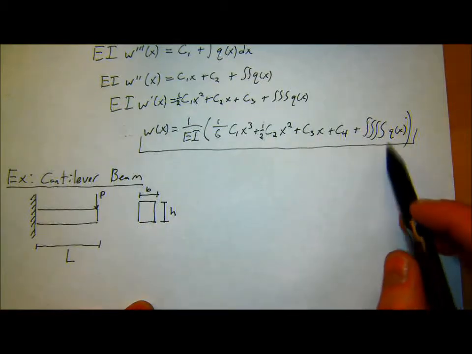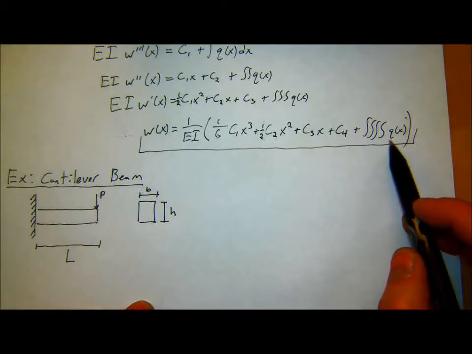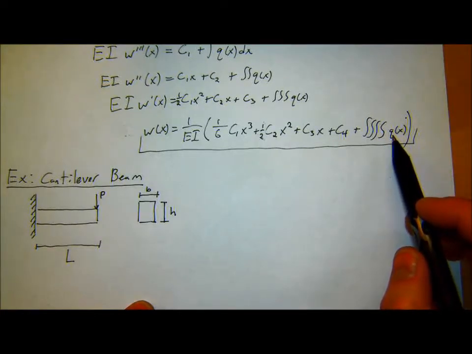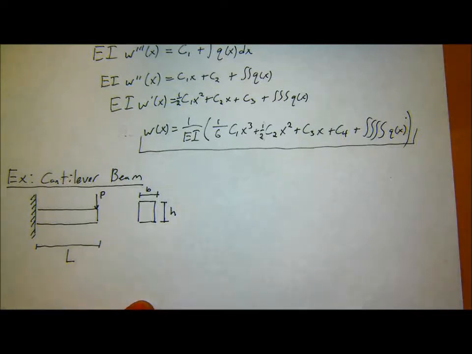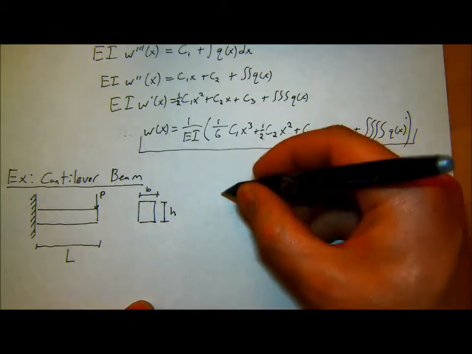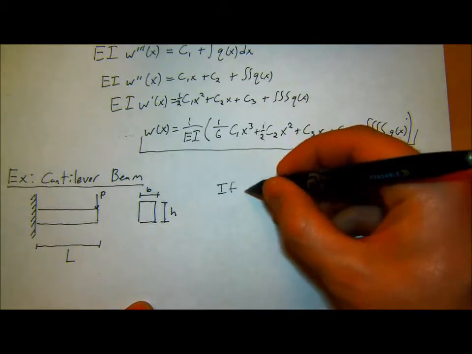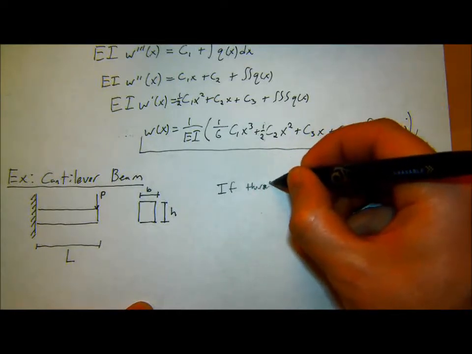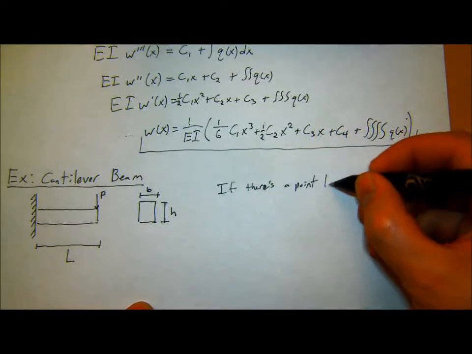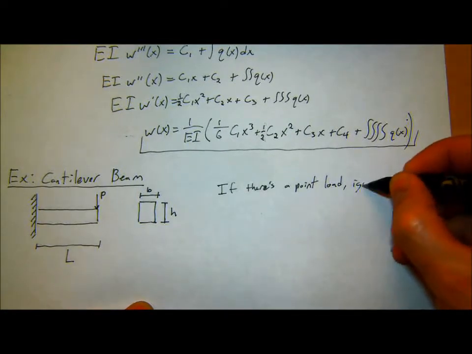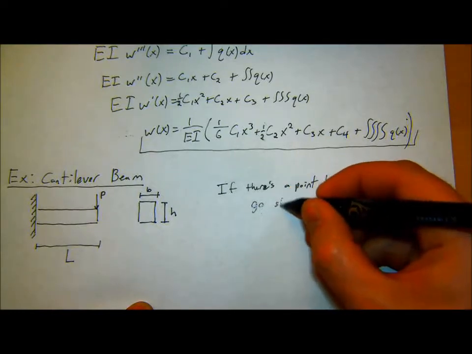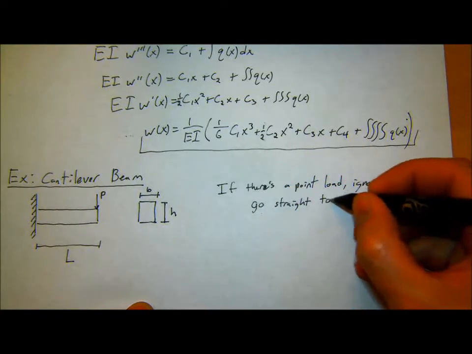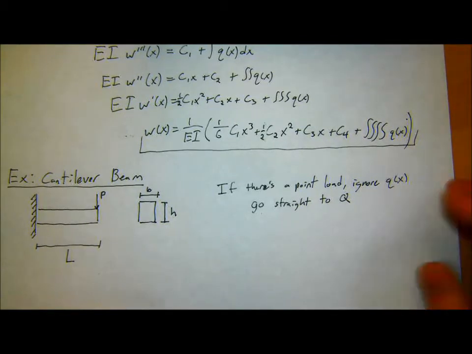So for this q, things are going to get weird if we try to, technically this is a Dirac function because it's a point load at the end. I'm not going to do it in that way. I'm going to say if there's a point load, ignore q, go straight to shear force.